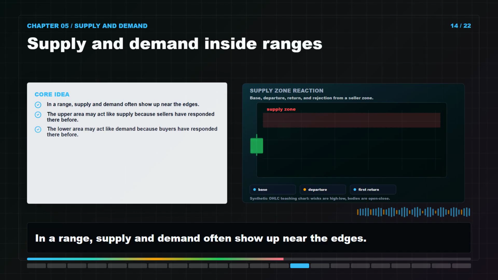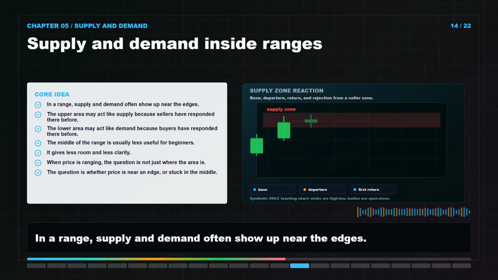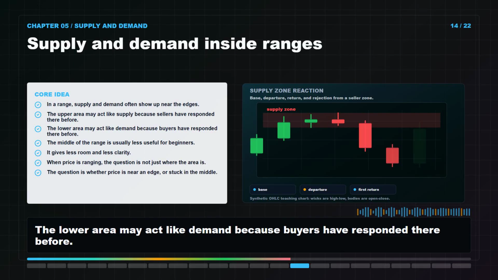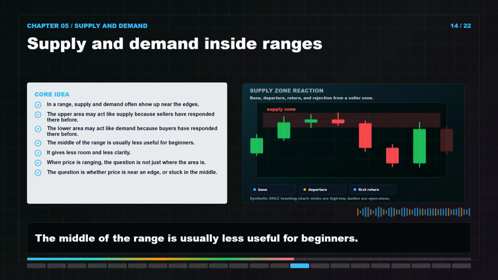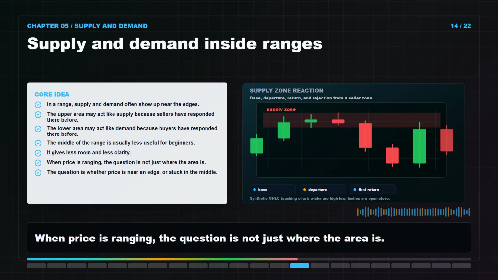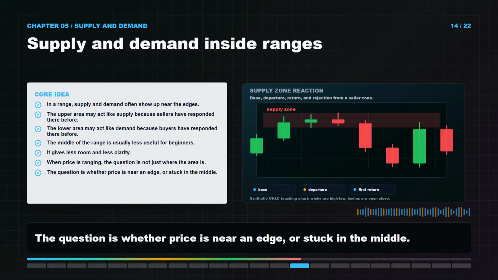In a range, supply and demand often show up near the edges. The upper area may act like supply because sellers have responded there before. The lower area may act like demand because buyers have responded there before. The middle of the range is usually less useful for beginners. It gives less room and less clarity. When price is ranging, the question is not just where the area is. The question is whether price is near an edge or stuck in the middle.